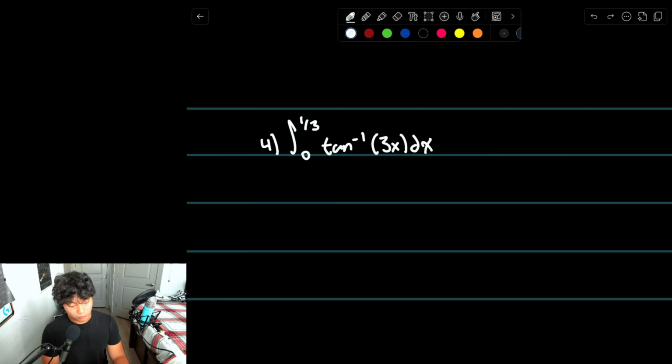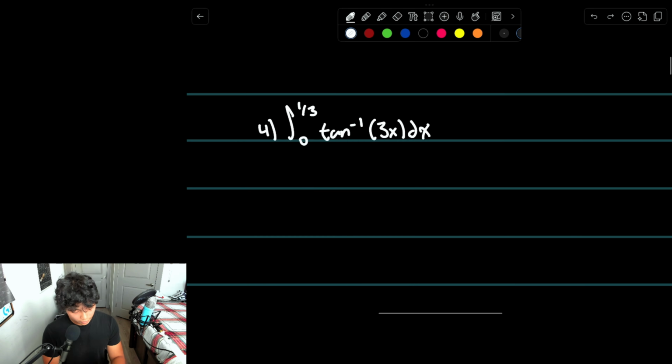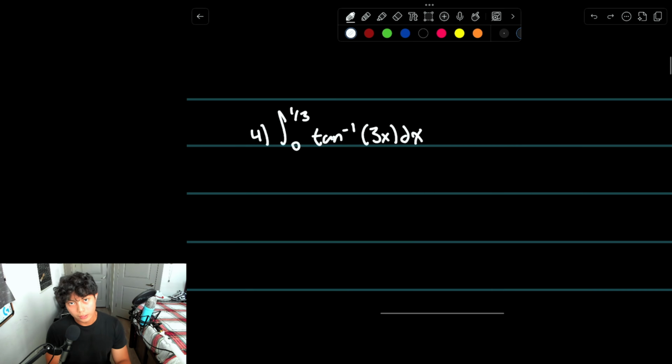Now, one thing you might be confused on is, well, this is called integration by parts. Where are the parts? We only have one part. And so if you were to try to use u substitution, it would not cancel anything out and you would just be left with nothing. So it would just be inverse tangent of u, which is kind of a nothing.